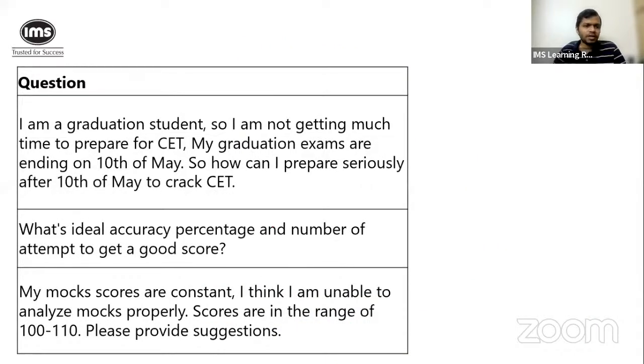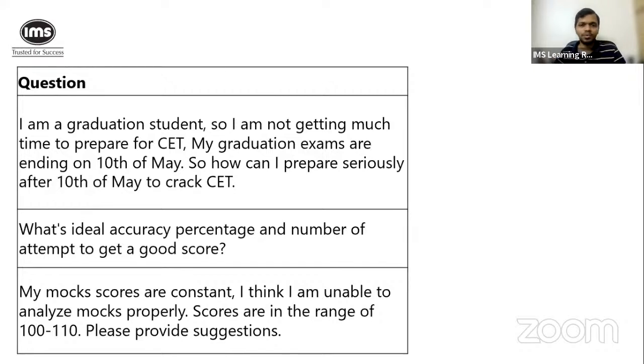Okay, let's move ahead. So another question. The student has written, I'm a graduate student, so I'm not getting much time to prepare for CET. My grad exam is ending on 10th May. How can I prepare seriously after 10th May to crack CET? I would say you can't wait for 10th May to begin your preparation.